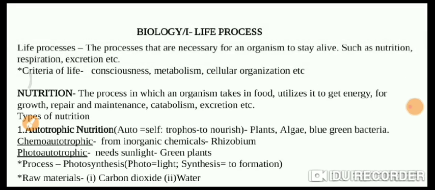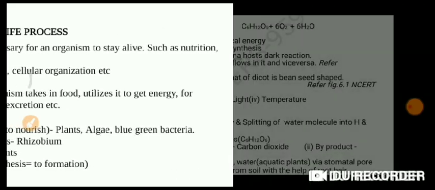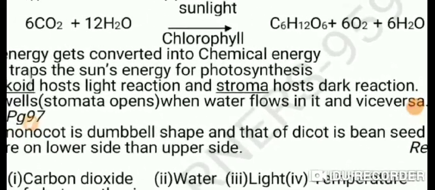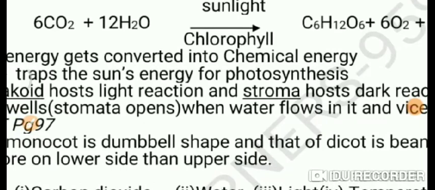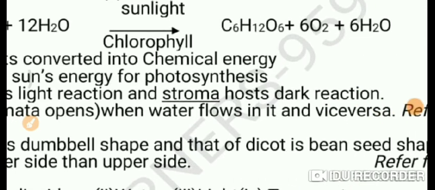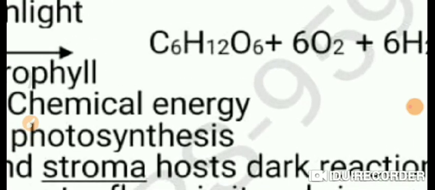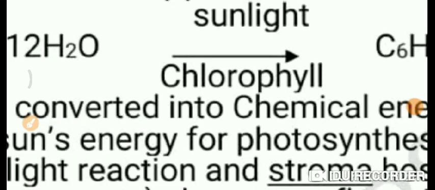Now, there are various raw materials for photosynthesis. The first one is carbon dioxide and the other one is water. You can see the reaction on your screen, in which 6CO2, that is 6 molecules of carbon dioxide, and 12 molecules of water combine to form C6H12O6, that is glucose, 6O2 and 6H2O. Here the mandatory things are sunlight and chlorophyll. Remember this thing, in junior classes you have studied 6H2O, but it's 12H2O.